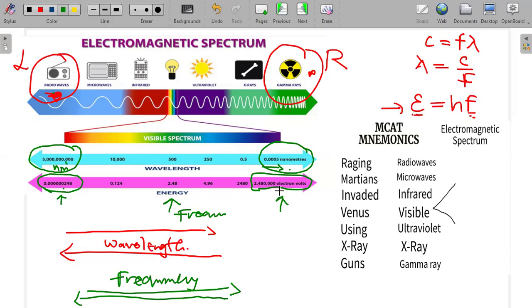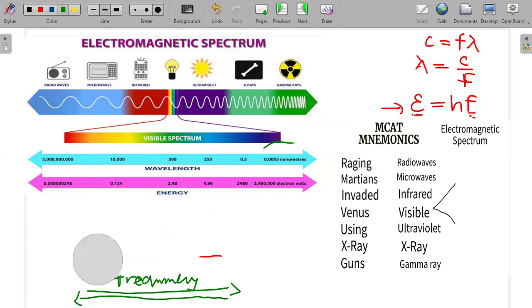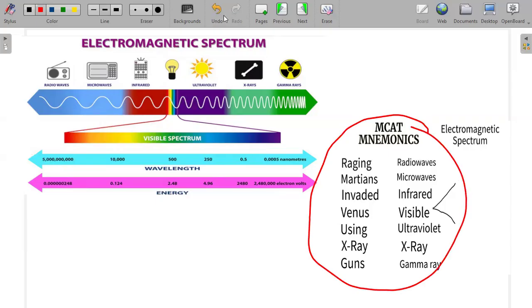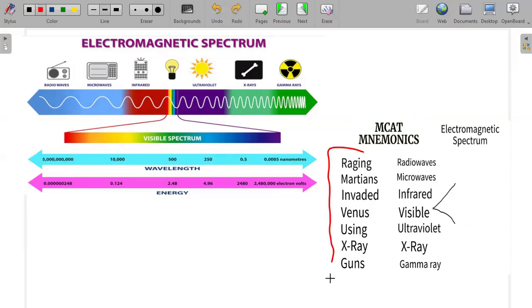Now, how do you make sure that these things actually stick in your head? I've made a very simple mnemonic that you can use to remember the order of the electromagnetic radiations. You can just memorize this, and it will tell you the type of radiation. The mnemonic goes like: Raging Martians Invaded Venus Using X-ray Guns.